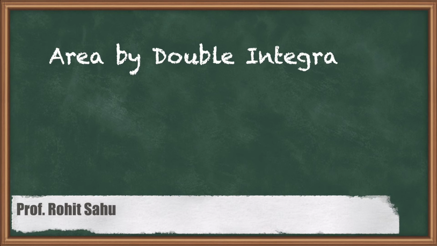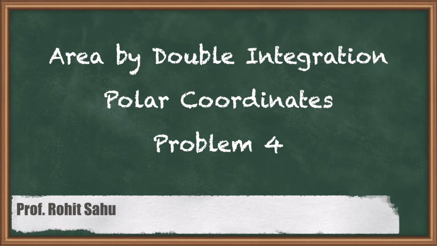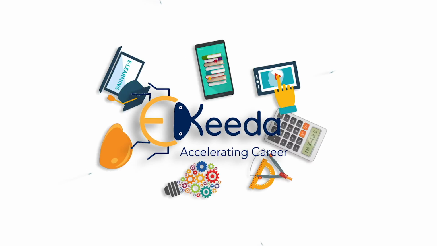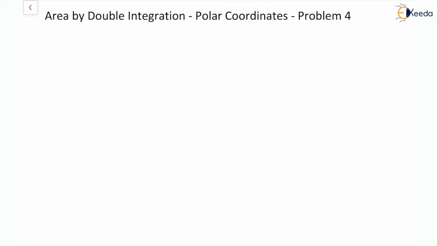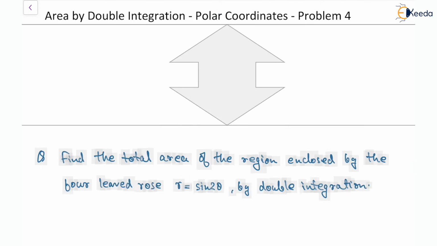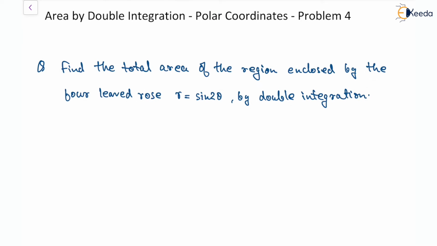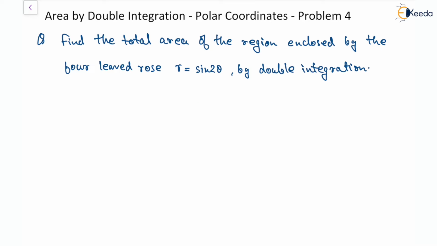Hello everyone. So in this session we'll see another problem on area by double integration for polar coordinates. So let us see the question first. It says, find the total area of the region enclosed by the four-leaved rose, that is the curve r equal to sine 2 theta, by double integration. So this r equal to sine 2 theta will be a rose shape with four leaves.